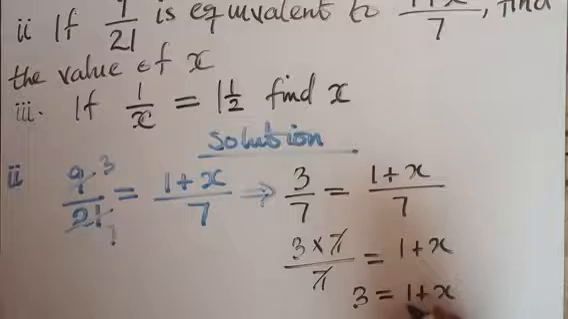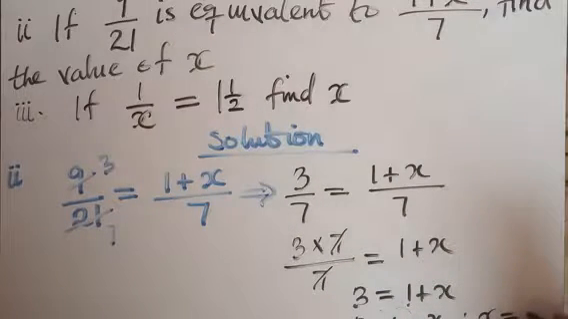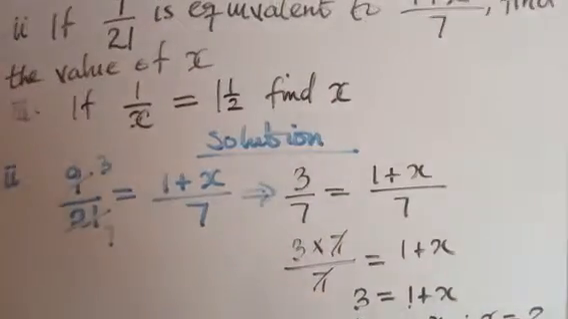Then I'll let 1 cross the equal sign. So I'm going to get 3 minus 1 equals to x. Therefore, x equals to 3 minus 1 equals to x. Therefore, x equals to 2. So x in this regard equals to 2. Okay.